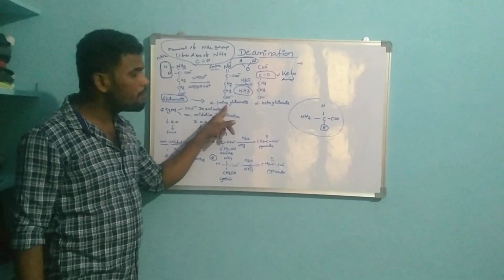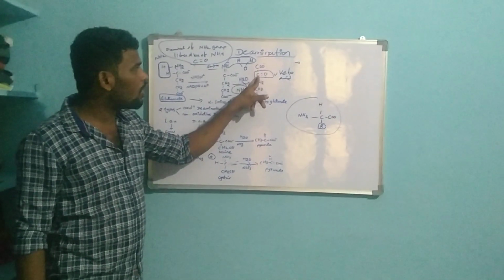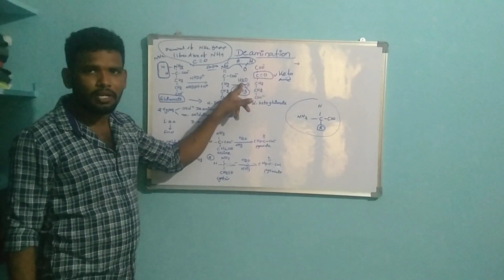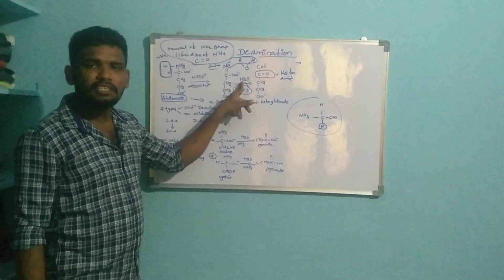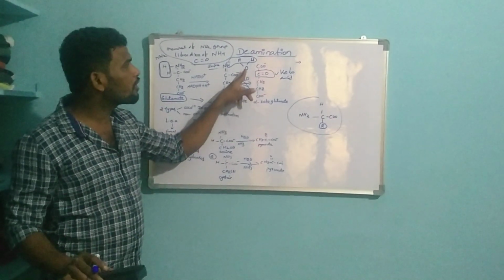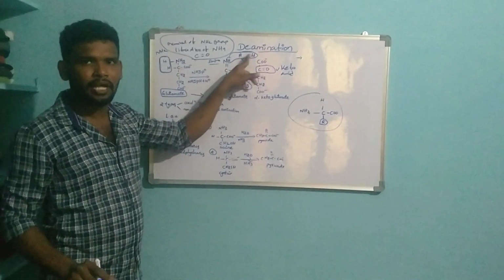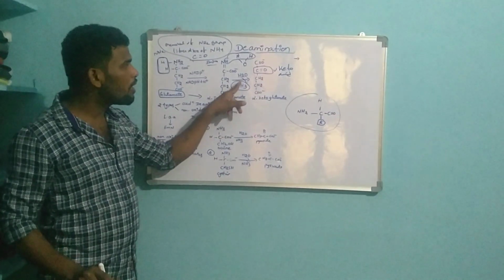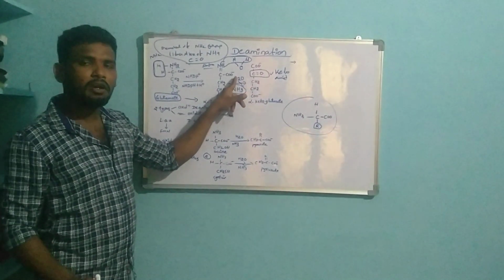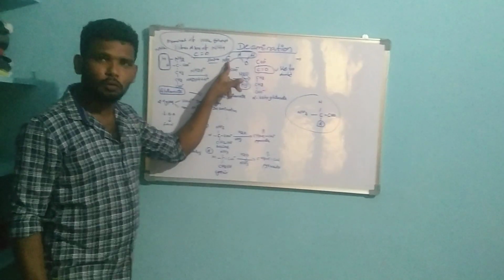So to this alpha iminoglutarate, a water molecule is added. The water molecule is very necessary. The structure of the water molecule is oxygen, hydrogen and hydrogen, H2O. So the water molecule is very necessary. The water molecule comes and binds with the NH position.